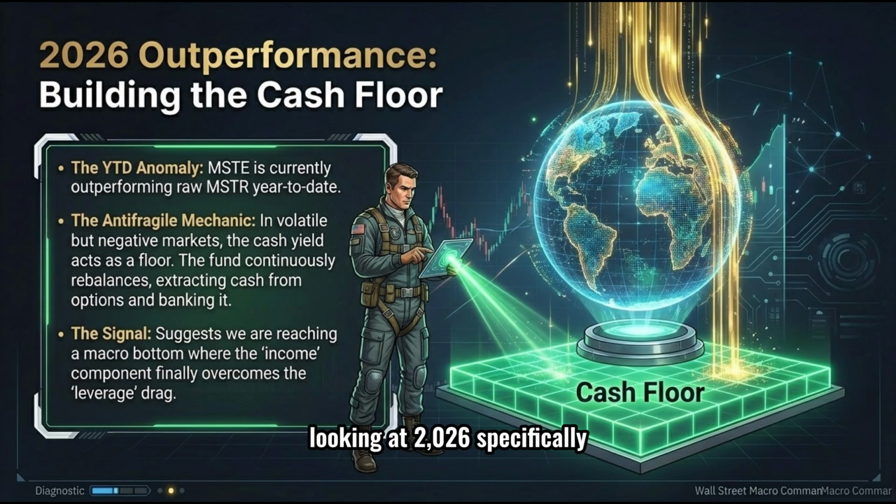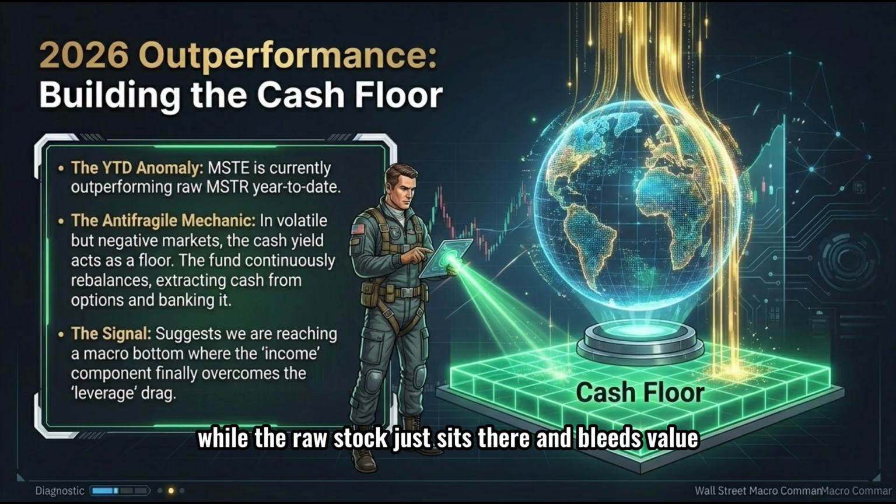Looking at 2026 specifically, MSTE has actually been outperforming the raw MSTR stock year to date. This happens because, in a volatile but slightly negative market, the cash yield provides a floor. While the raw stock just sits there and bleeds value, MSTE is constantly rebalancing itself by taking cash out of the option market and putting it into your pocket.